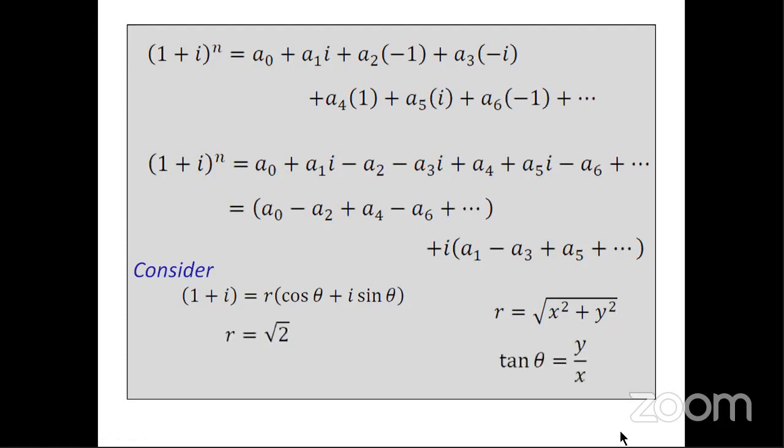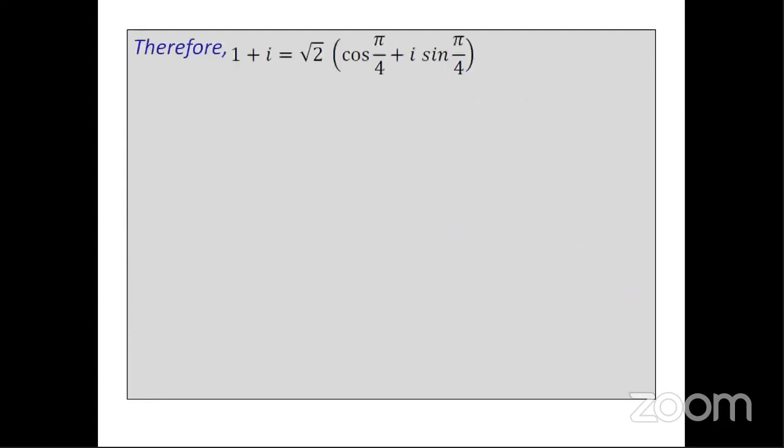Okay, and we have the formula tan theta = y by x for calculating the value of theta, isn't it? So we can write tan theta = 1. This implies theta = pi by 4. Then 1 + i can be taken as root 2 into (cos pi by 4 + i sin pi by 4).